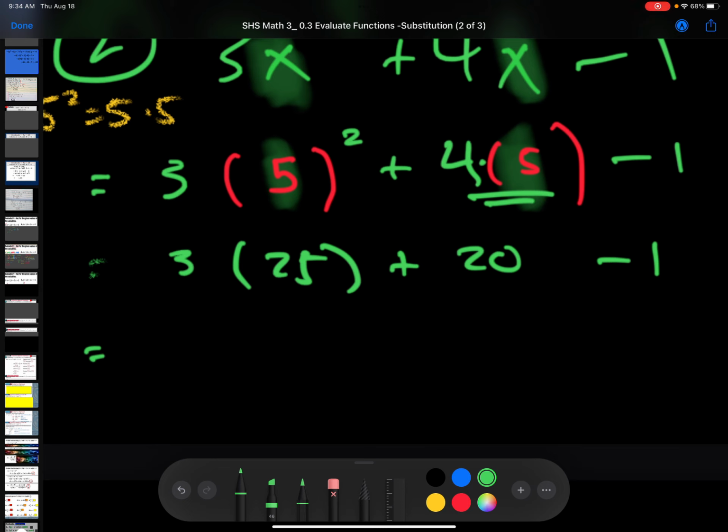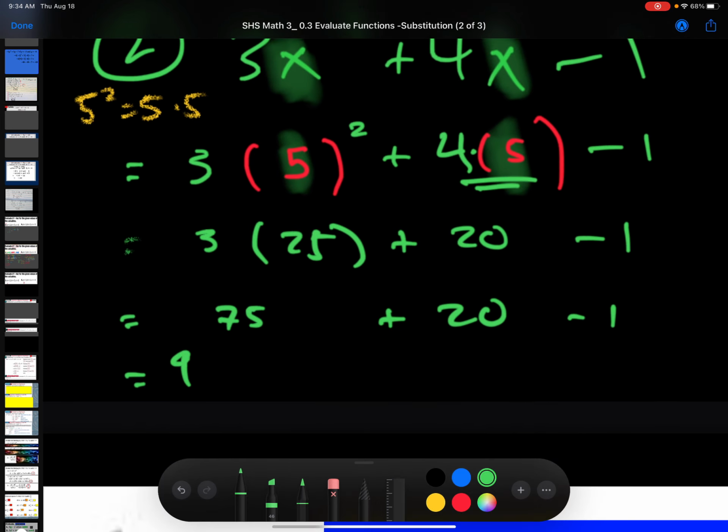Okay, now you can do yours. 3 times 25 is 75 plus 20 minus 1. Your answer is 94. Raise your hand if you got 94 if you did question number 2.